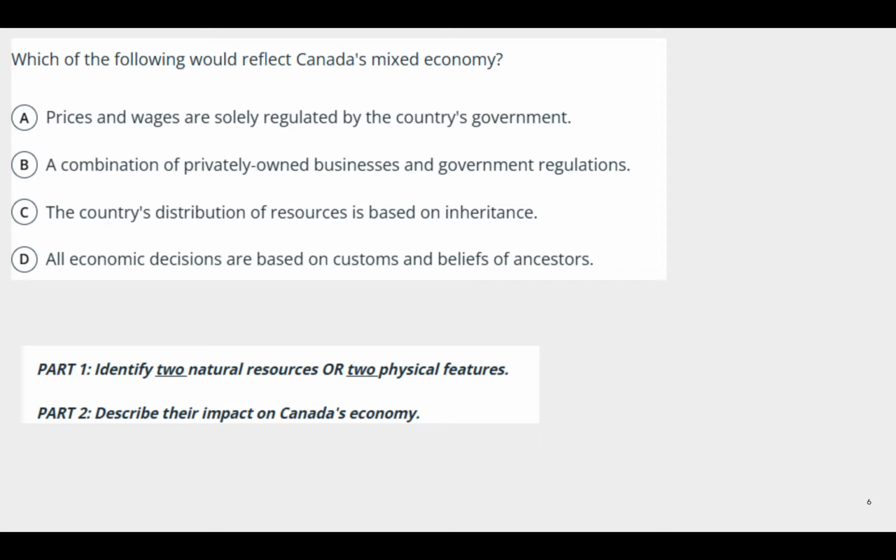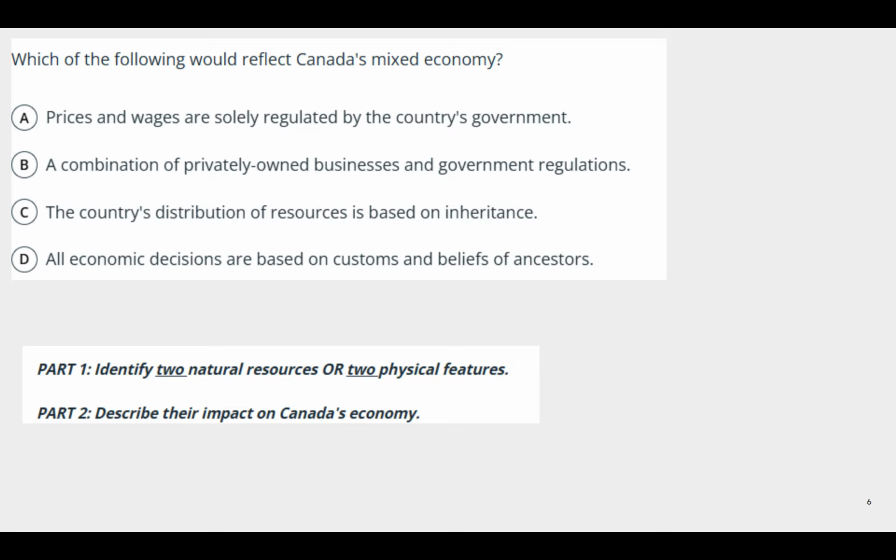Let's go ahead and answer this one right here. Interesting question. Identify two natural resources or two physical features and describe their impact on Canada's economy. I'll do both for you. Let's do a couple. Two natural resources, I would say timber, and of course we can talk about fish or coal mining, things like that. And the impact on Canada's economy is we could use these natural resources for exporting these goods to countries like the United States or through the Pacific and Atlantic.